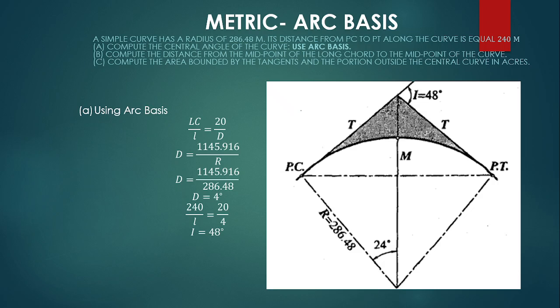Simple curve. So, unahin po natin yung metric arc basis. So, the problem is, a simple curve has a radius of 286.48 meters. Its distance from PC to PT along the curve is equal to 240 meters. Letter A, compute the central angle of the curve.